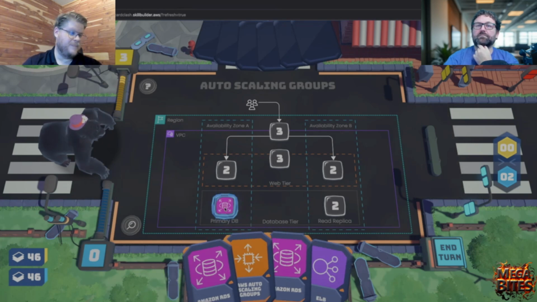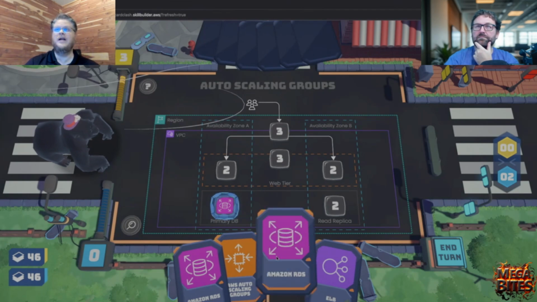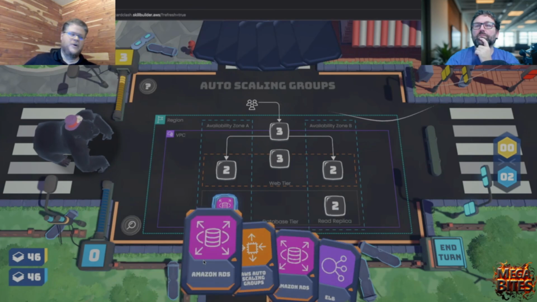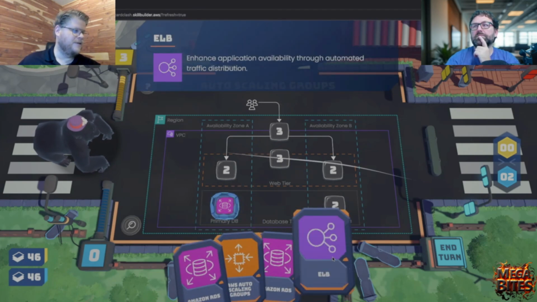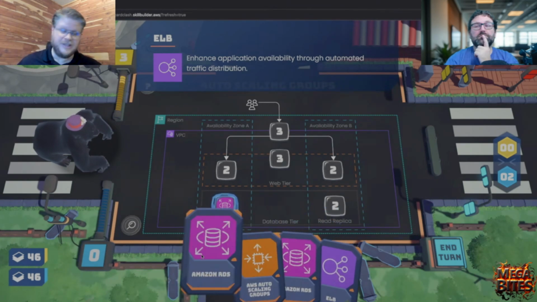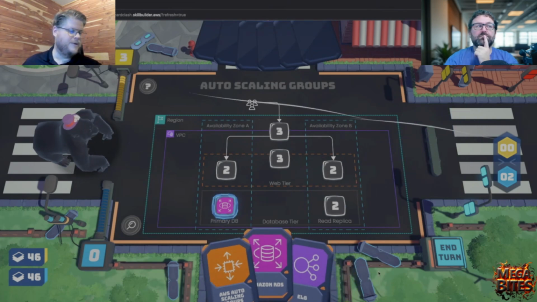But here's the tricky part. We can have 6 cards at all times, and we'll be issued 2 new ones, but we also want to be able to try and get more energy cards. So just as an example, I could take this extra RDS and throw it away, and then we could potentially have a better chance of getting that energy card next round. Cool. Okay, let's end our turn. Let's see what she does.